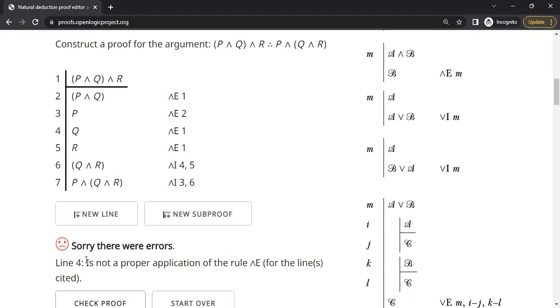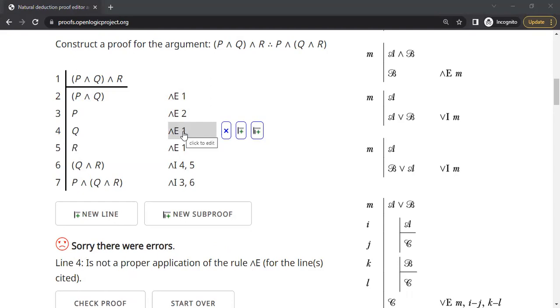Let's see. You see, sorry, there were errors. It is not a proper application of the rule for the lines that I have given. Okay. So the line number is not correct. That's what it's saying. So you have to go and fix it. You can't get Q just from line number 1. You can only get it from line number 2. Okay, because P and Q is one component. You can apply elimination.